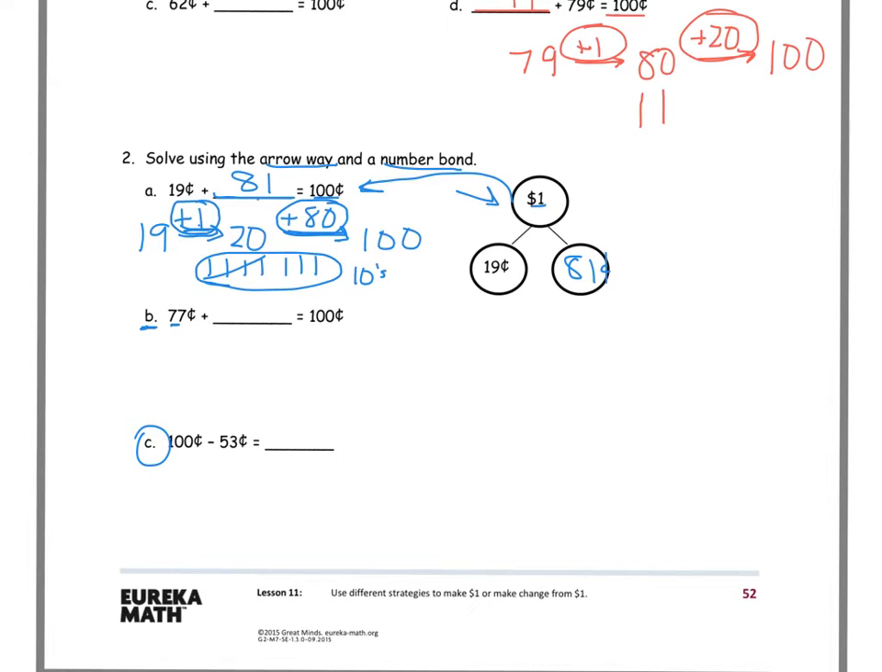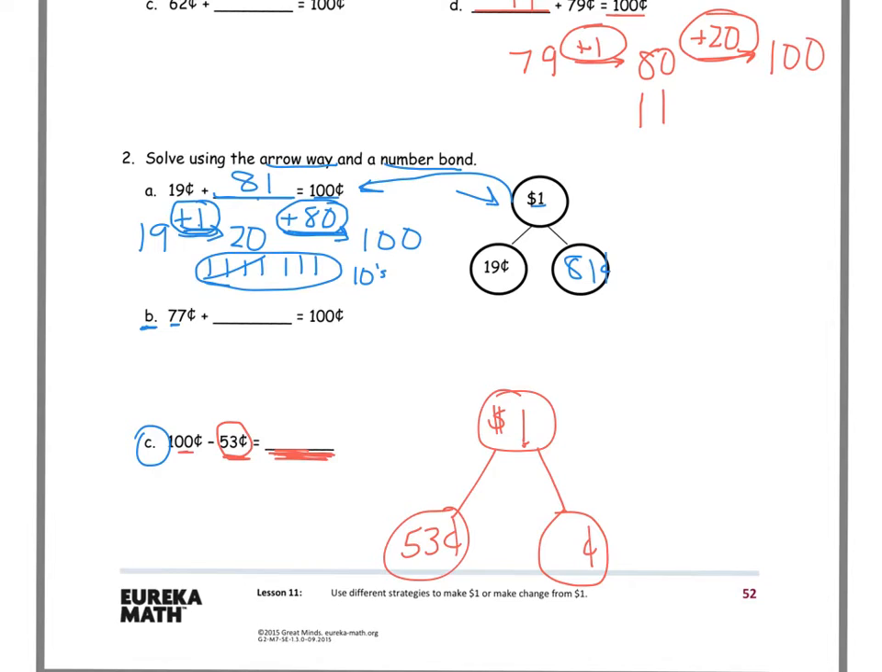So let's look at this one. My whole amount is 100 cents or $1. I know one of my parts is 53 cents because that's what I'm subtracting. I need that other piece because I know that I can take 53 from 100 or from $1 to get this. Or I can add on or count on from 53 to figure out what this piece is, because I know that this piece plus this piece will get me this whole amount.